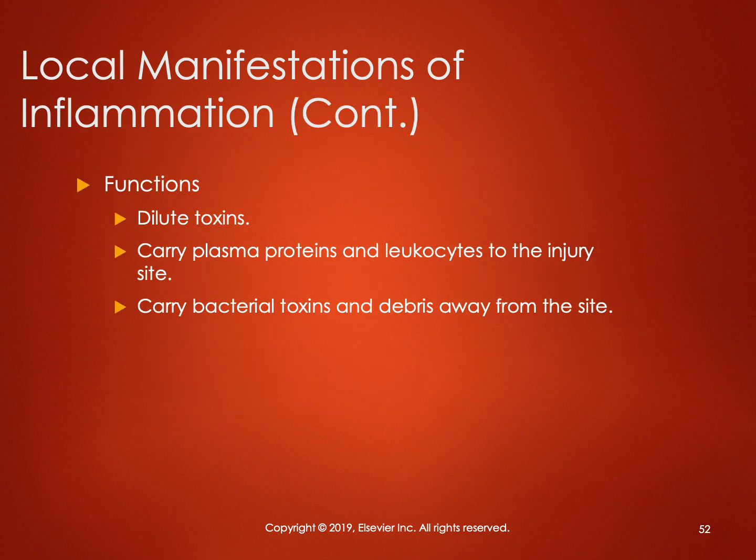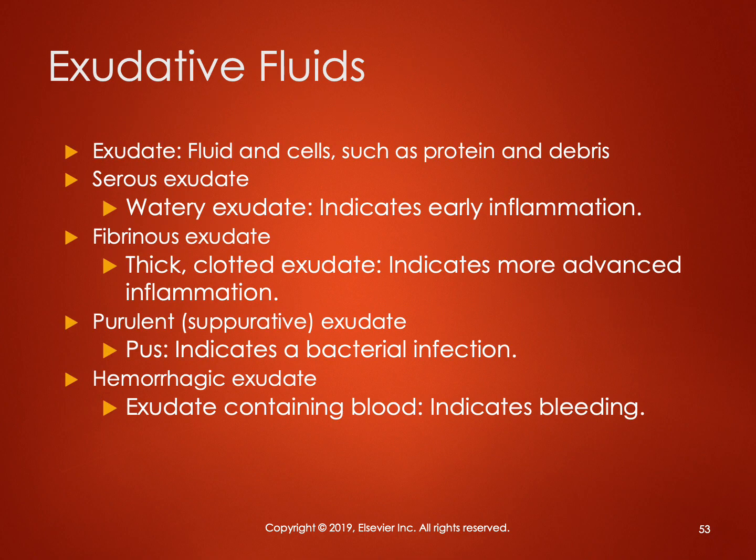Next, the functions that are actually occurring because of inflammation. What is the purpose of inflammation? One, it's to dilute the toxins. We want to carry the plasma proteins and leukocytes to the injury site, and then we want to carry the bacterial toxins and the debris away from the site. And so if you have a patient who presents with any type of exudative fluid, what does that fluid tell you? On this slide, we have definitions of how we describe what that exudate looks like and what it indicates for the patient.